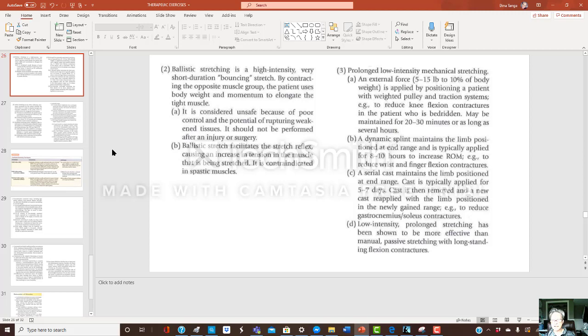The serial cast maintains the limb positioned at end range. The cast is typically applied for 5 to 7 days. The cast is then removed and a new cast reapplied with the limb positioned in the newly gained range. For example, to reduce gastrosoleus contractures. Low-intensity prolonged stretching has been shown to be more effective than manual passive stretching with long-standing flexion contractures.